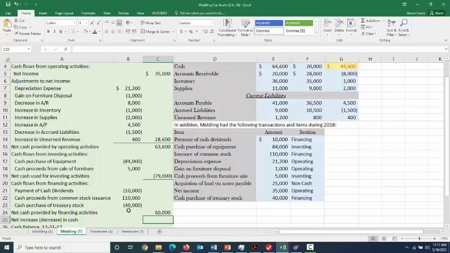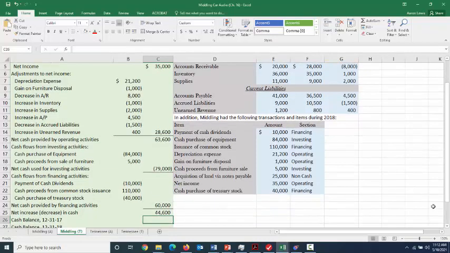So what are we going to do here? Well, we have our 3 major sections. We have our net cash from operating, our net cash used for investing, and our net cash provided by financing. Well, let's take those 3 numbers and add them together. $63,600 plus negative $79,000 plus $60,000 means we had a net increase in cash of $44,600 during the period.